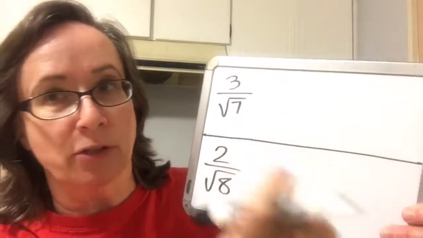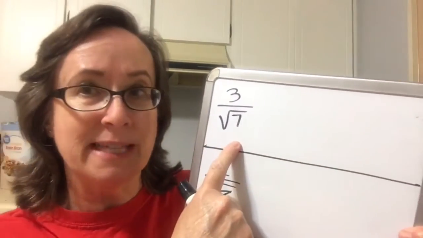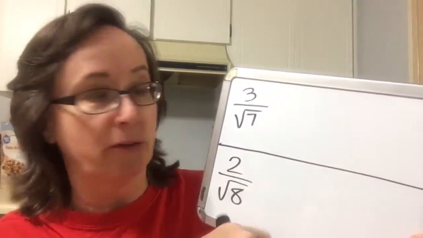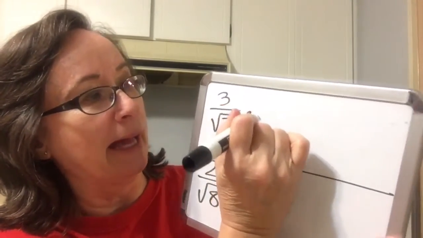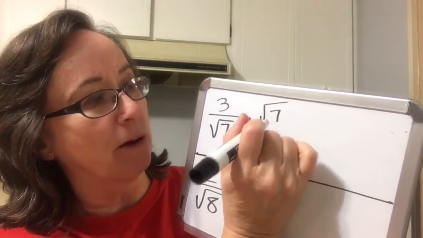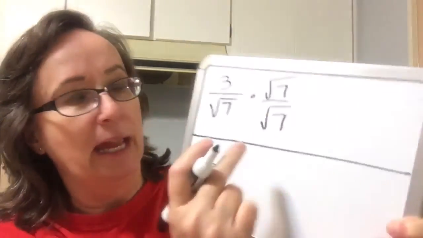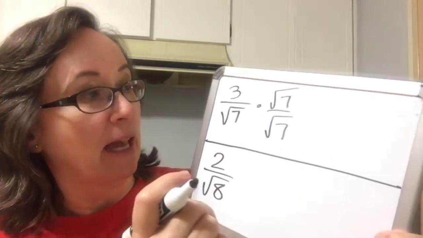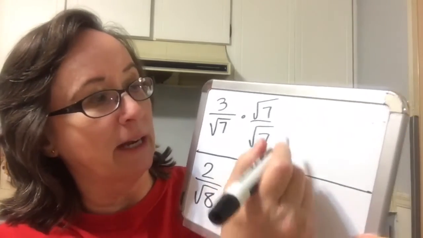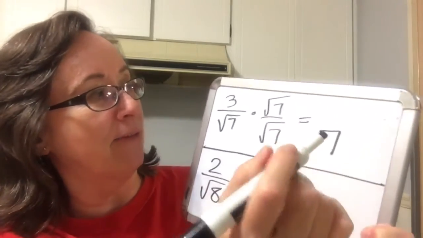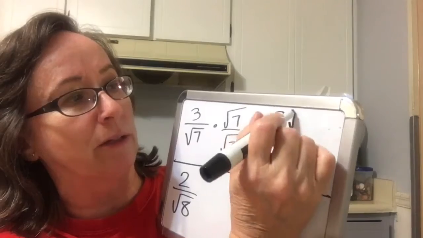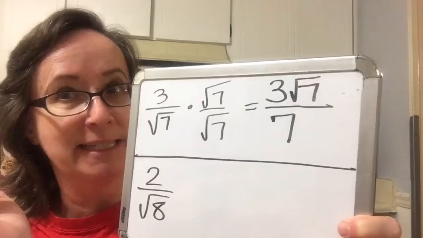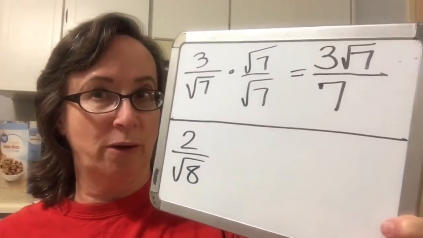So here we have 3 over the square root of 7. The square root of 7 is already simplified, but it's in the denominator, which is a no-no. So we're going to multiply by 1 in the form of the square root of 7 over the square root of 7. And we know that the square root squared is going to give us 7. Square root of 49 is 7. So we're going to get a 7 and a 3 square root of 7 on the top. And that is simplified.